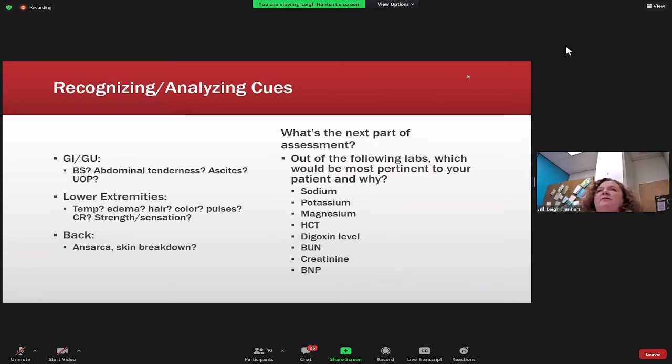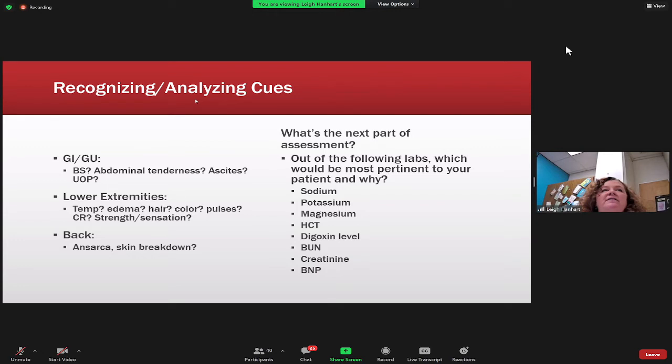So I'm still moving my chat around. We know that the next part of our assessment is labs, right? If you don't like your labs now, you better learn to love them, because they're your best friend. They're almost as important as going in there and actually looking at the patient. And you guys even see that now.